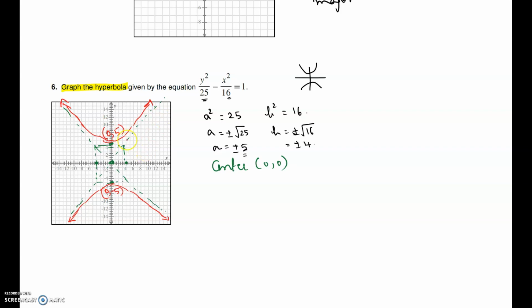So in this case, you are going to draw the asymptotes. Asymptotes are not part of the graph, but they will help us draw the branches correctly. Make sure that your branches cross the y-axis at 0, 5 and 0, negative 5, and the branches should hug the asymptotes. Hope this video helped.